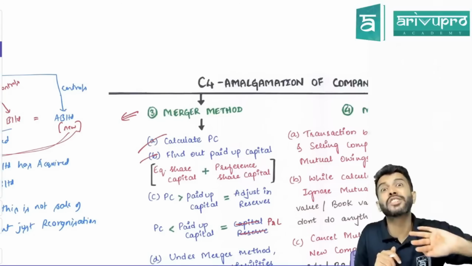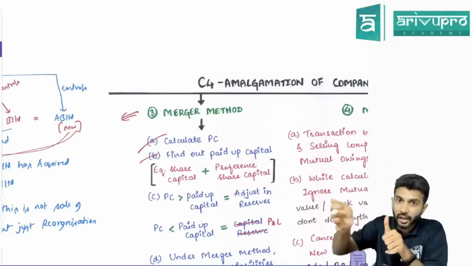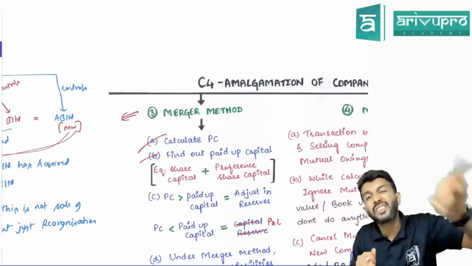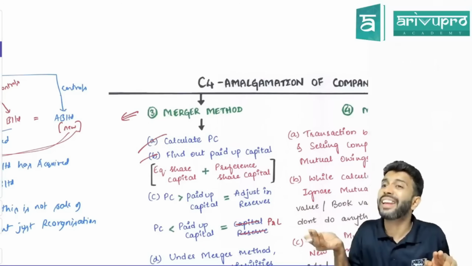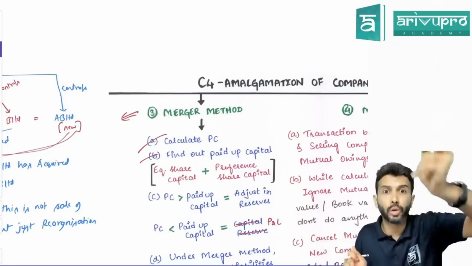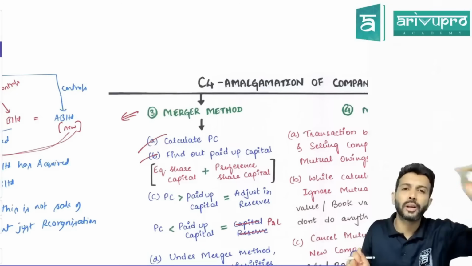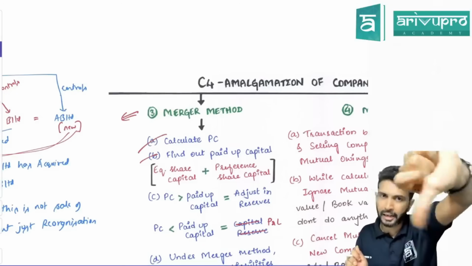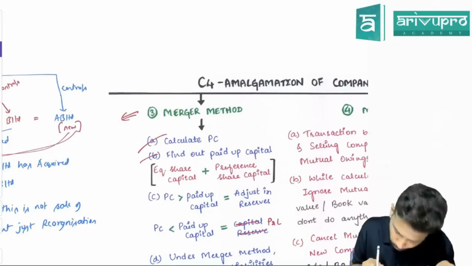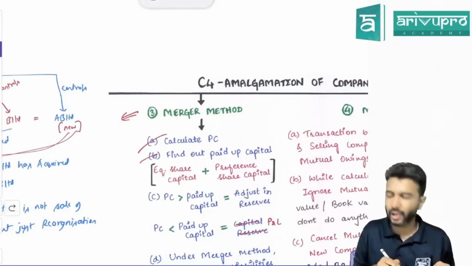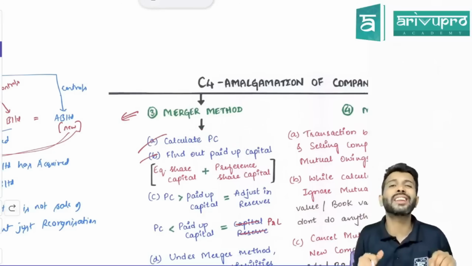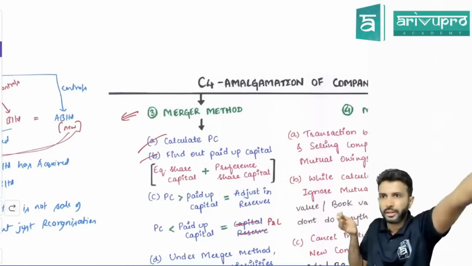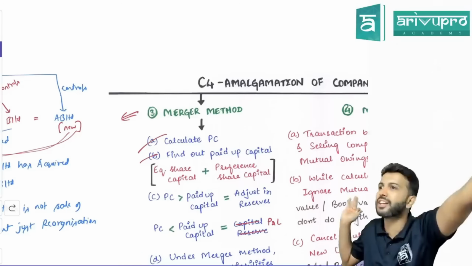Now here we can't compare PC with net assets, because are only assets and liabilities taken over, or also reserves and surplus? In the merger method, assets of the selling company, outside liabilities of the selling company and reserves and surplus of the selling company are also taken over. What is the only thing that is not taken over? Paid up capital. Paid up equity share capital and paid up preference share capital. So you compare PC with paid up capital, because that was the only thing not taken over.